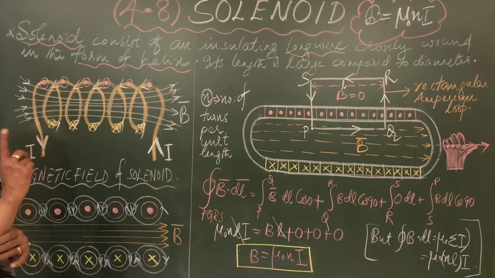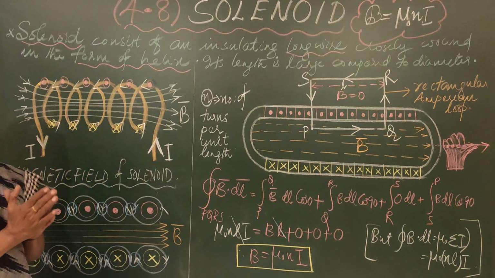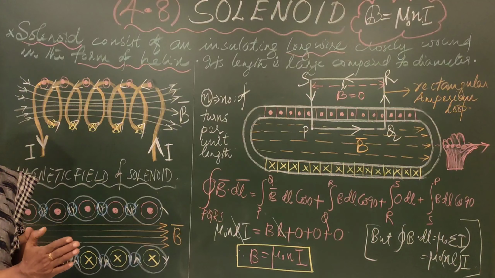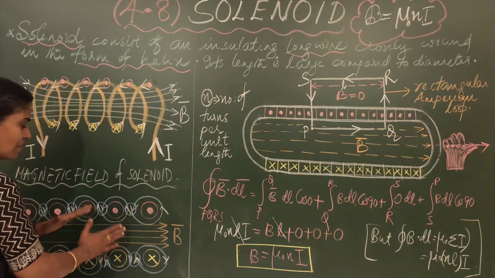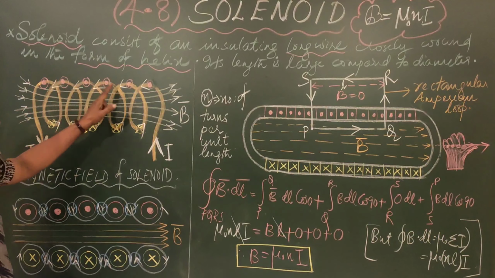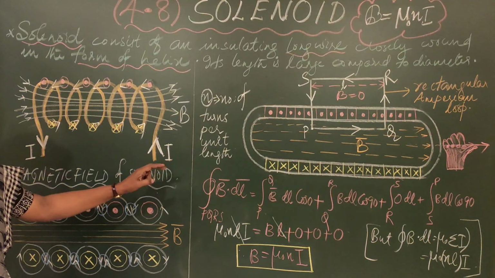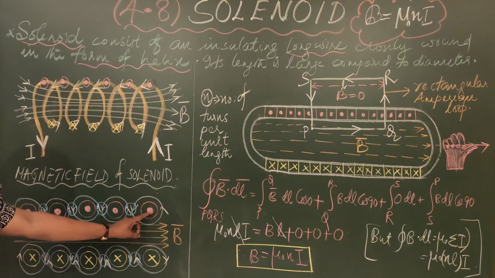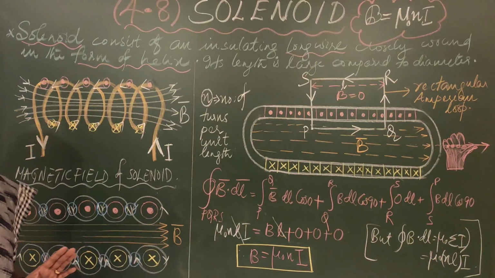Number one, we have to prove that outside this we don't have a magnetic field. Why? The answer is very simple. The same figure is redrawn, with magenta dots at the top and yellow crosses at the bottom. You can see dots at the top, crosses at the bottom.